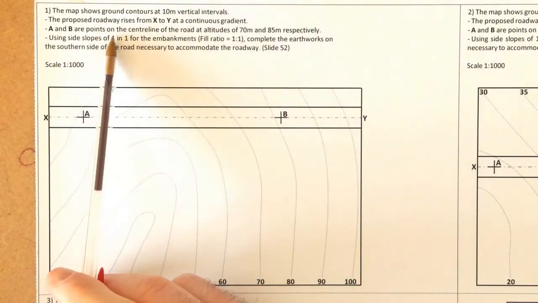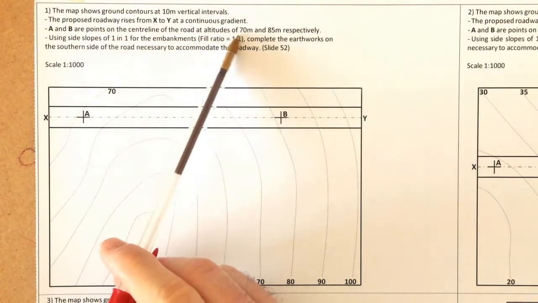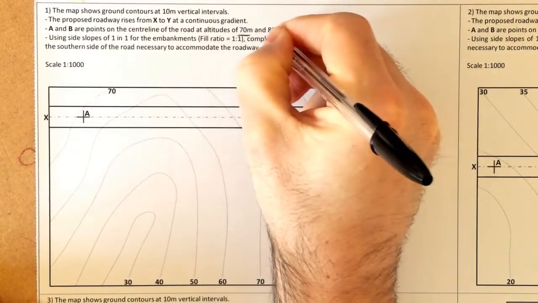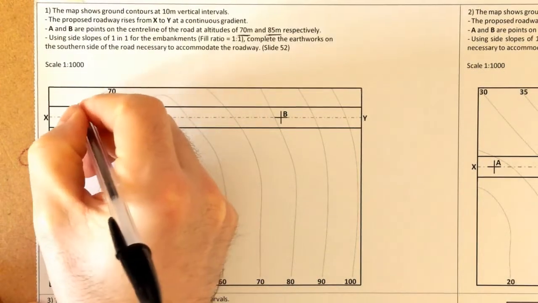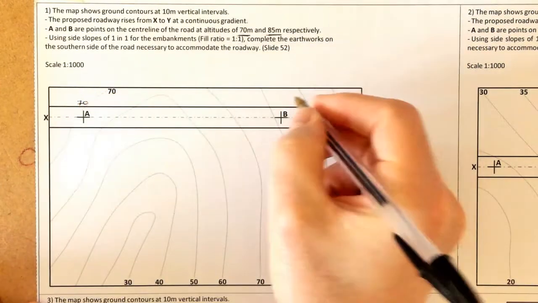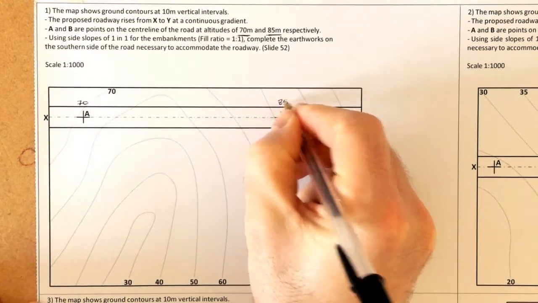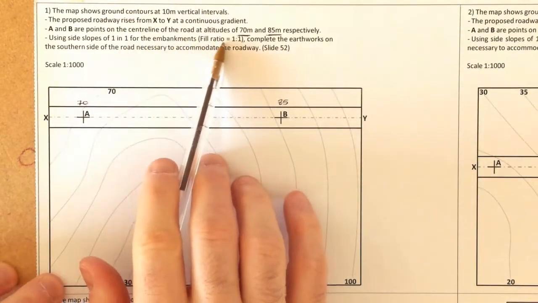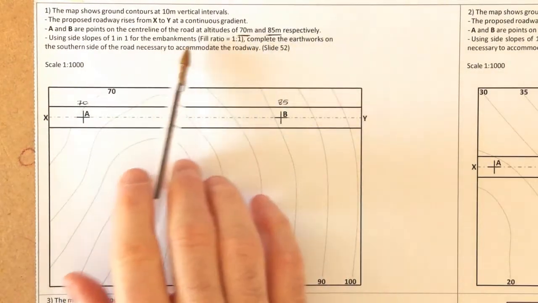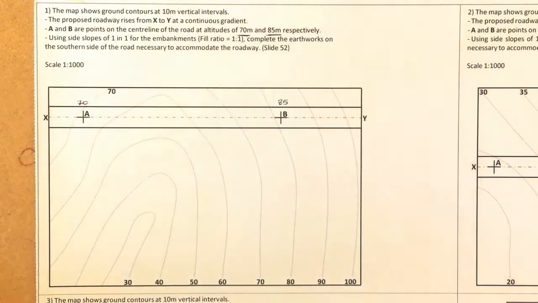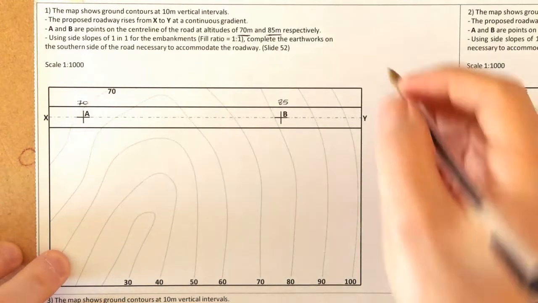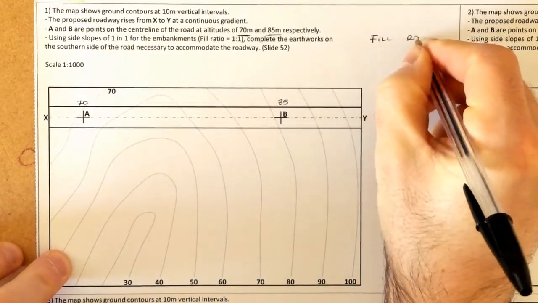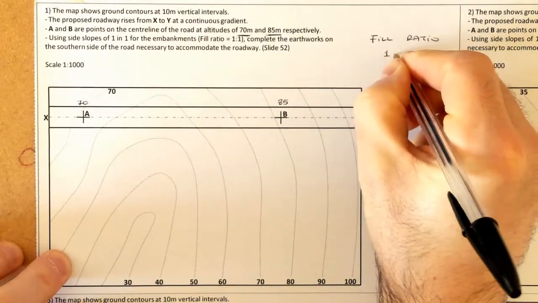A and B are points on the central line of the roadway at altitudes of 70 and 85 respectively, so I'll just underline that and that. So at A I have 70 and B I have 85. Using a side slope of 1 in 1 for our embankments, fill ratio is 1 is to 1. Complete the earthworks necessary on the southern side of the road to accommodate the roadway. So first of all, our fill ratio is 1 is to 1.